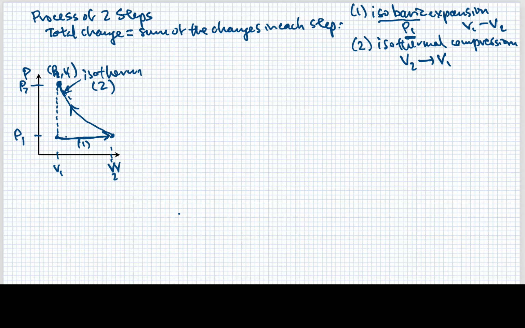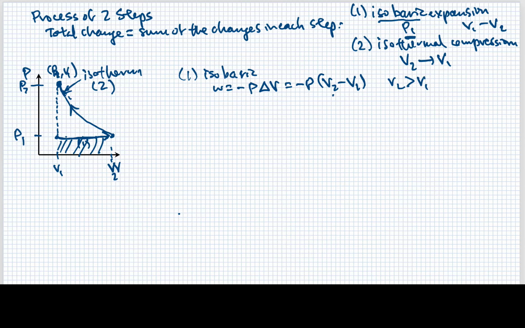All right, so what happens in the first step? The first step is a relatively easy one, isobaric step. So that means that our work is simply going to be minus P times delta V, or minus P times V2 minus V1. Okay, it's the area underneath that first curve. All right, since we're going from left to right, it's going to end up being negative, as it's shown here. V2 is greater than V1 because it's an expansion. So this will be a negative quantity.